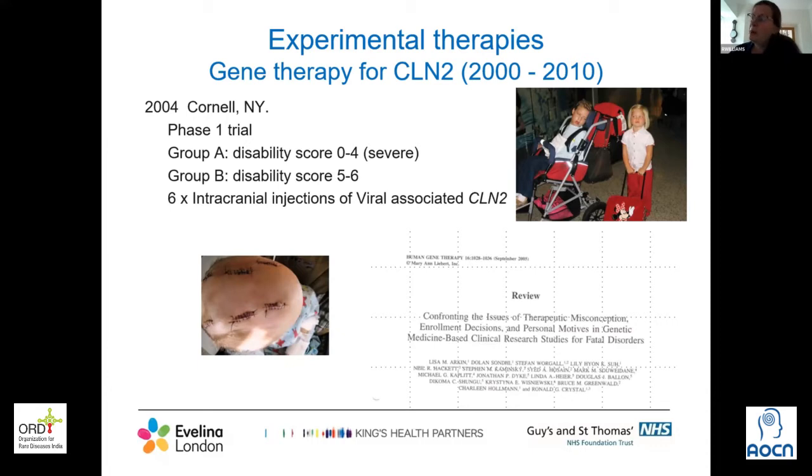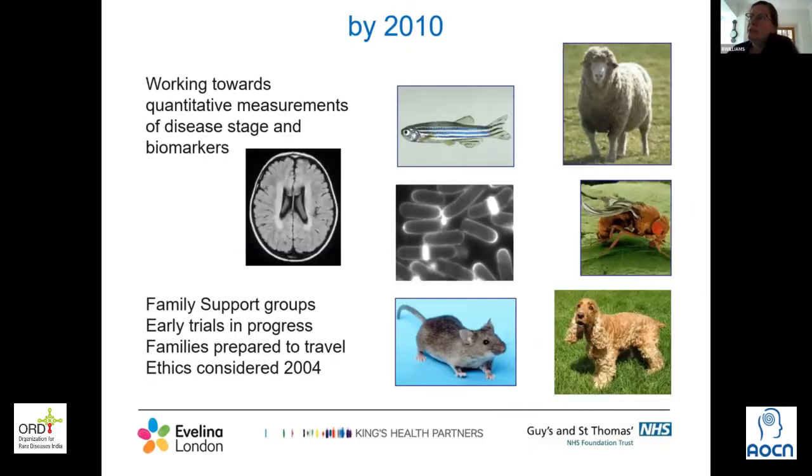The group at Cornell published their methodology, and they published their thoughts about how to recruit patients for this kind of study, thinking about control groups, which isn't really an option in a rare disease, thinking about proof of concept in the most severely affected children, and then recruiting subsequently less severely affected children, and thinking about outcome measures. So come 2010, we have a situation where there's some early trials in progress or with early results. We know that families are prepared to travel.